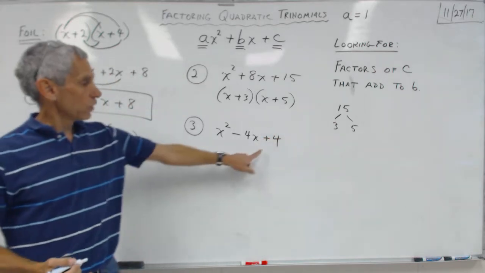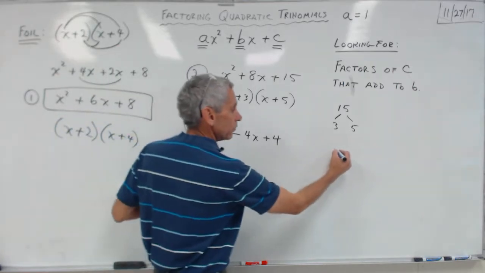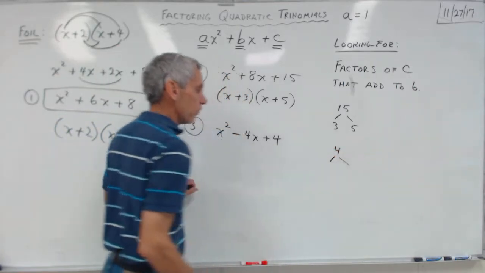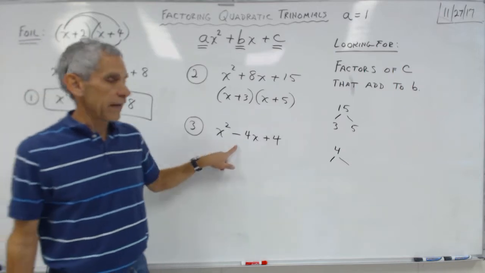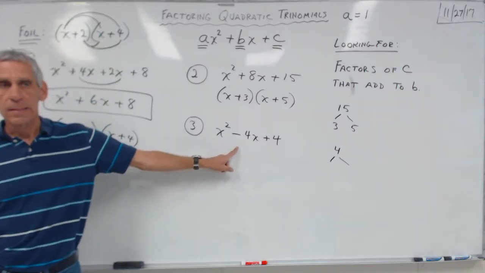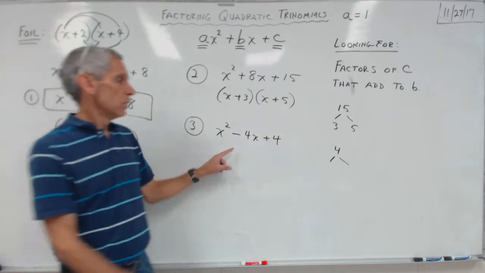So I'm looking for, here's my c. I'm going to write my c over here, and I'm going to put my 4. Factors of 4 that add to negative 4: negative 2 and negative 2.